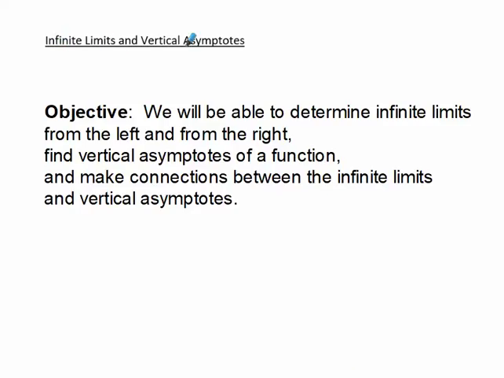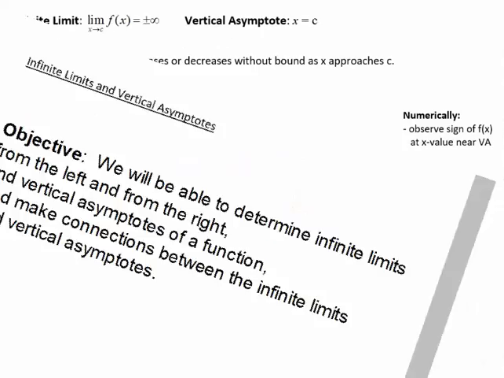Infinite limits and vertical asymptotes. Our objective in this lesson is to be able to determine infinite limits from the left and from the right, find vertical asymptotes of a function, and make connections between the infinite limits and vertical asymptotes.